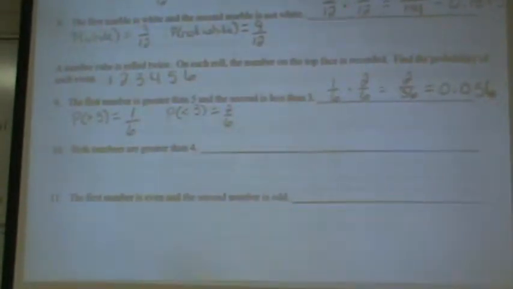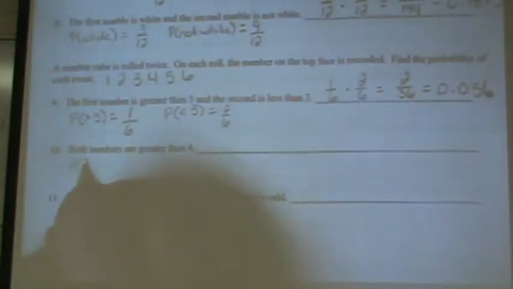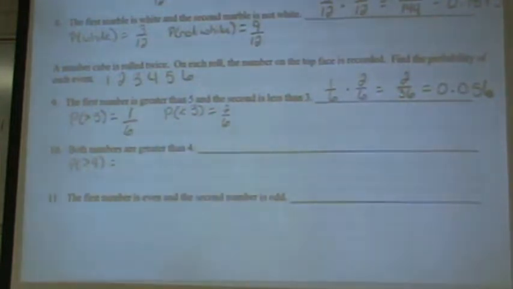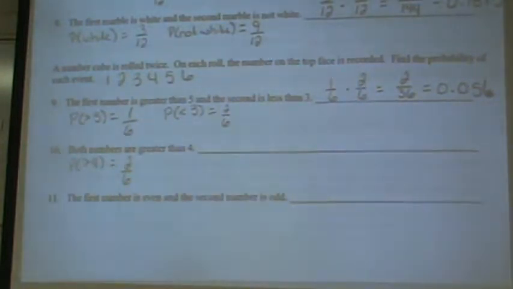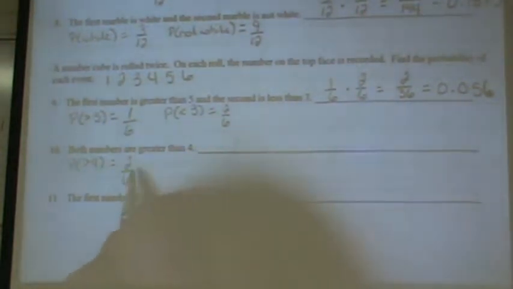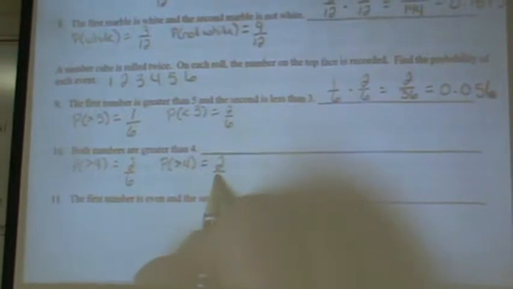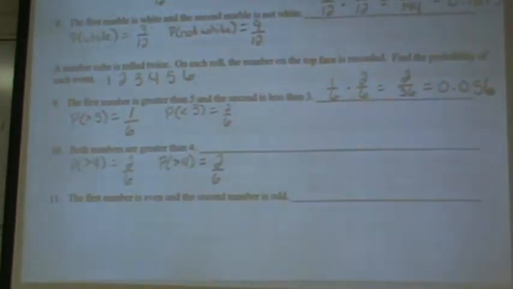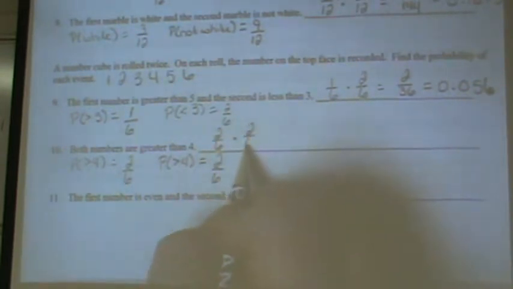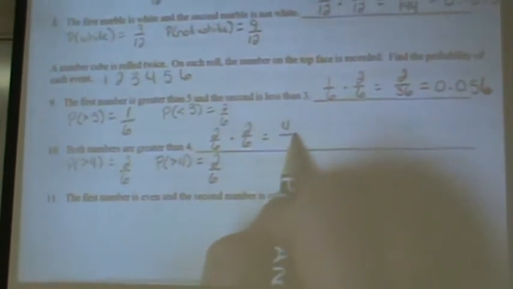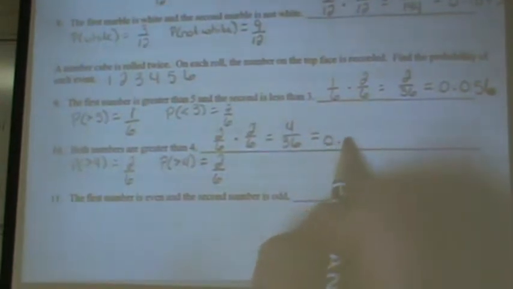Number 10 wants the probability that both numbers are greater than 4. So we need to find the probability of being greater than 4. There are two numbers that are greater than 4, so we have a 2 out of 6 chance of being greater than 4. And for the second roll, again it would be greater than 4, so we should get the same probability, 2 out of 6. So to find out if both numbers are greater than 4, we're going to take 2 over 6 times 2 over 6. You'll get 4 over 36, which will give you a decimal of 0.111.